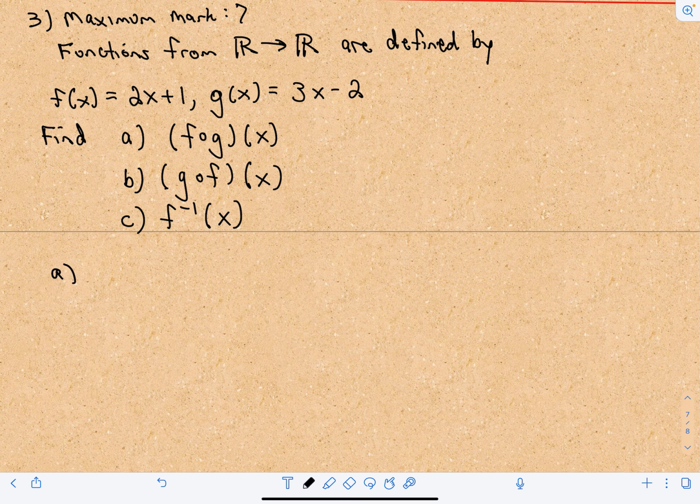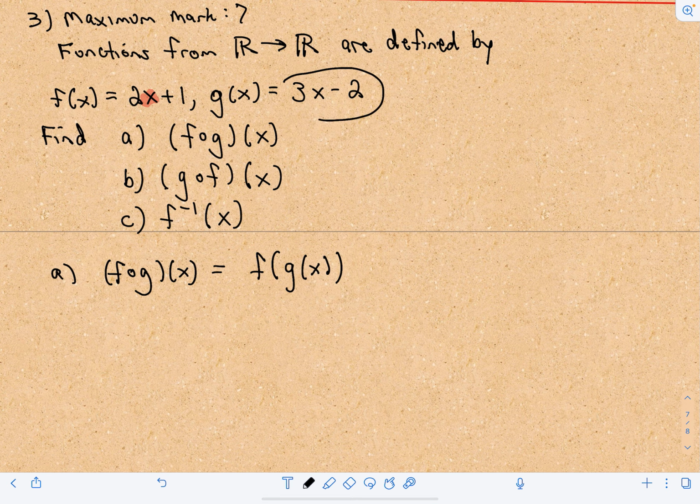So, okay, part A. Recall that f composed with g of x simply means f of g of x. And all that means is everywhere there's an x in our function f of x, we're going to put g of x. We're going to replace those x's with the function g of x. Well, in this case, for f of x, there's only one x, so we're going to substitute in that function g of x in just one spot.